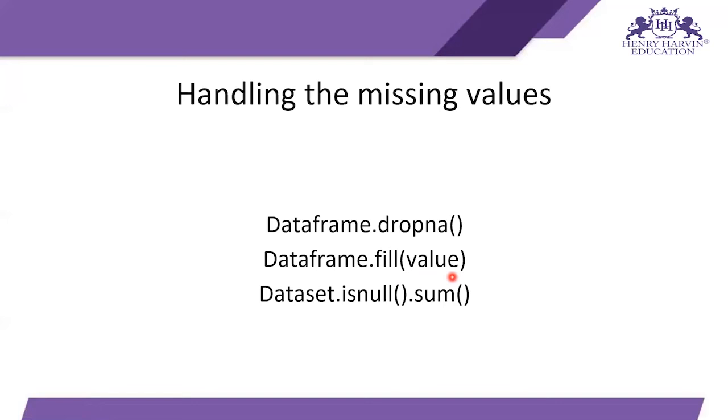And if you want to see the number of null values in your data frame, you can type the dataset or data frame name dot isnull parentheses dot sum. After running this, you get all the columns, and separately you get the number of NaN or null values in the respective columns.